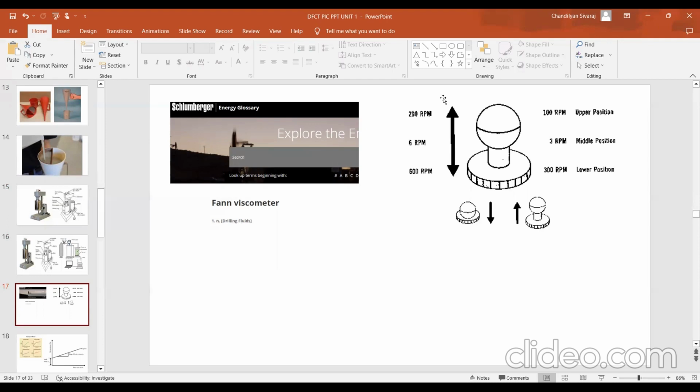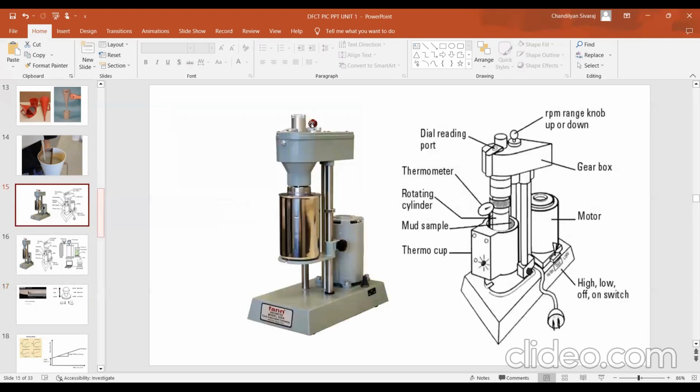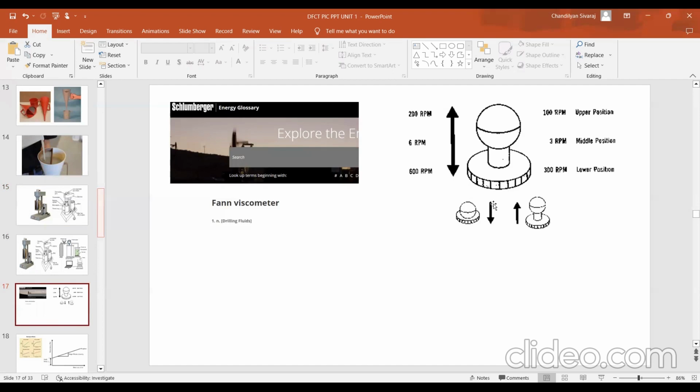You see this one? When you lift up the knob, the arrow mark, it is going to give us 200, 6, and 600 RPM. This is the upper scale. When you keep this knob down, it is not lifted. So in the knob down position, the readings are 100, 3 RPM, and 300 RPM. Upper position, middle position, and lower position. Okay, 3 positions are there.